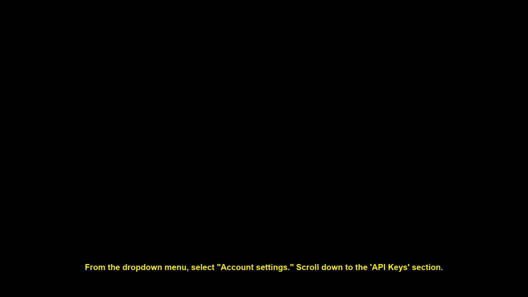Scroll down to the API Keys section. Click on Show API Key to reveal your unique Trello API key. Copy the API key and save it in a secure location for later use.